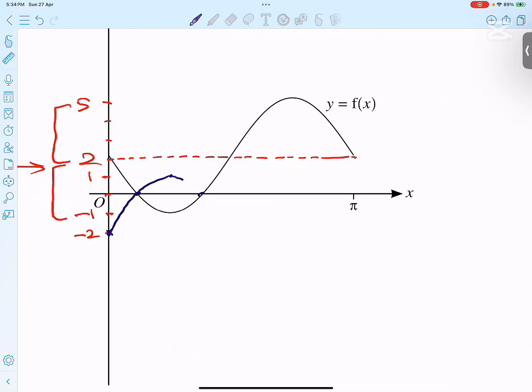Okay. Now, student, this point is where? This point is 2 boxes up. You can see 2 units upwards. So 2 units down, it means exactly here. So I'm labeling it here.